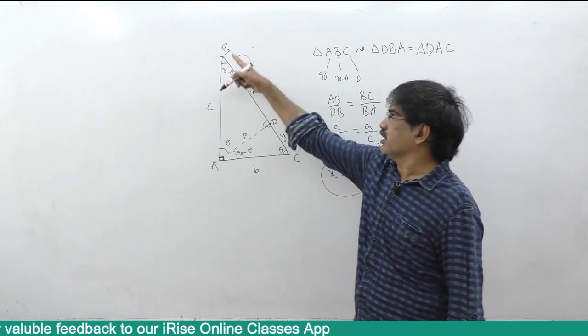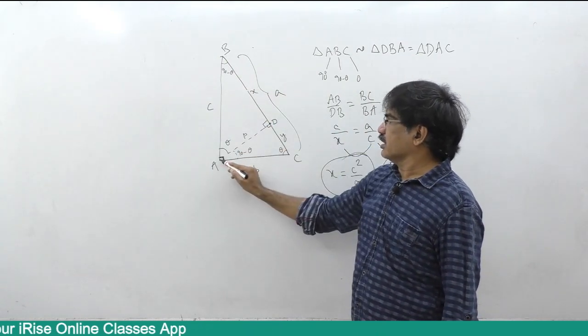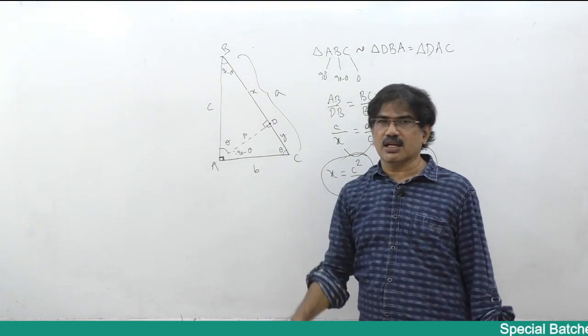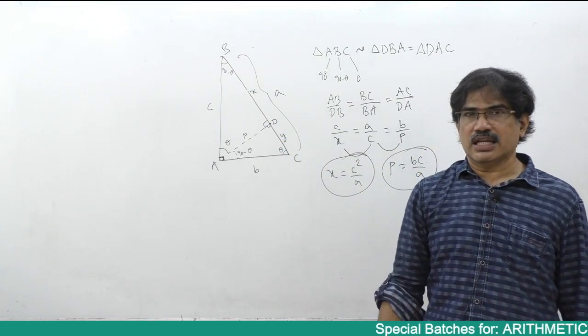Here, very important, in a right angle triangle, if altitude drawn to hypotenuse, then all the 3 triangles are similar triangles.